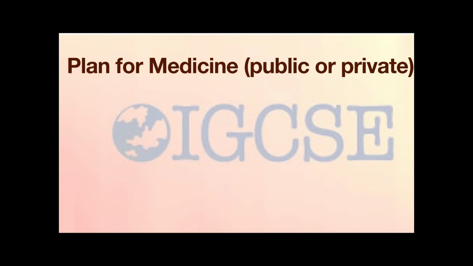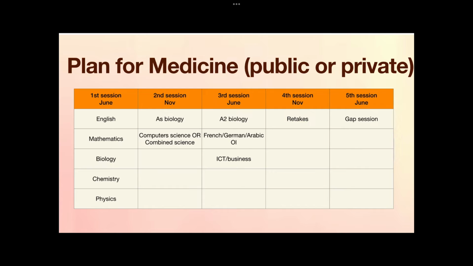The student can take in the first session the 5 core subjects: English, math, biology, chemistry, and physics. In the second session, which is November session, the student can take AS Bio in addition to one IG subject. That could be computer science or combined science.